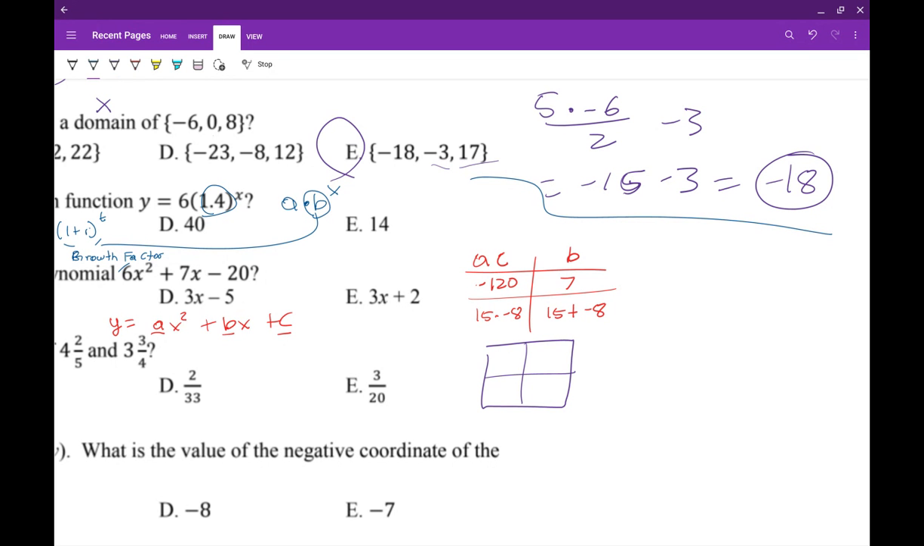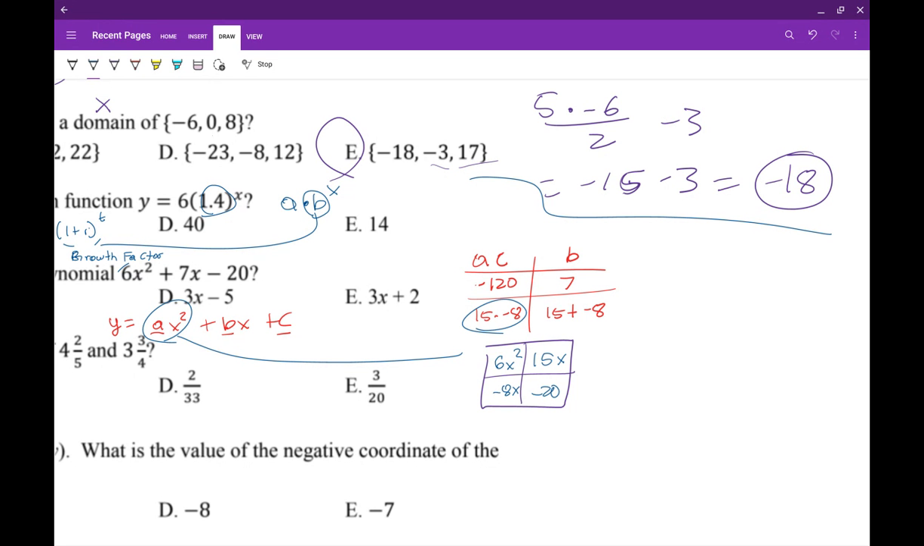I'll do the box method first. Basically, with the box method, you keep your ax squared here, so that's going to be 6x squared, and then you keep your c value here, and that's going to be -20. Then your b value goes in these two boxes, and we already broke it up into components. So you have positive 15x and negative 8x. These add up to positive 7, so that has your b value, and you've broken it up into components where you can now factor.